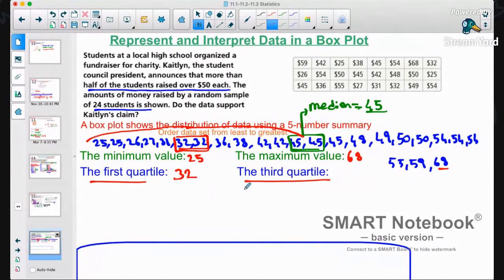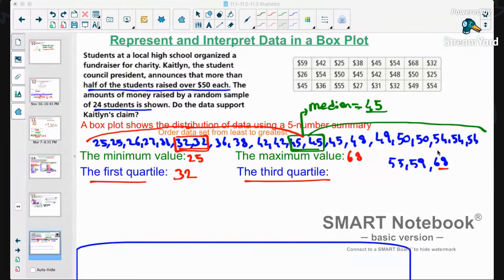Now I need to find the median in upper part. Here, the right side of median. This is called upper part. What is the median of the upper part? If you count this, there are going to be 12 data. This is the reason we need to get two numbers in the middle. If you add them up and divide by 2, you will get third quartile. So first quartile 32, third quartile 54.